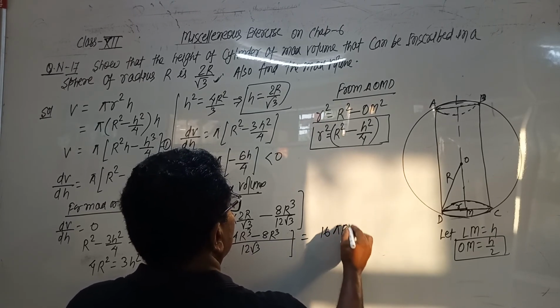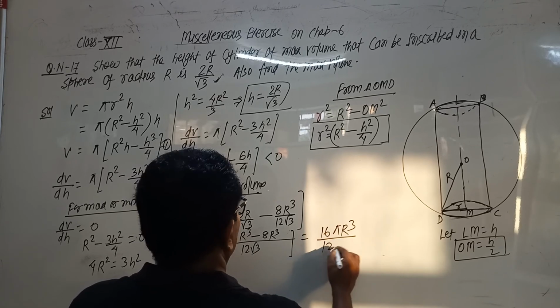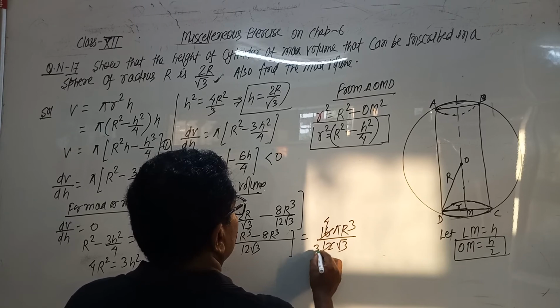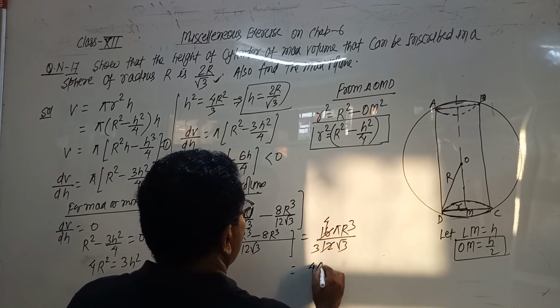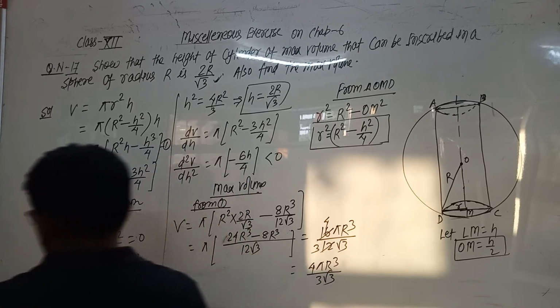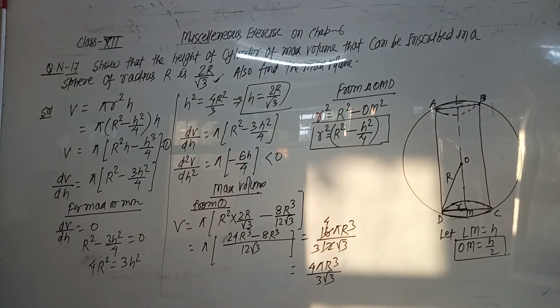Overall 24 minus 8 is 16. 16 pi r cube upon 12 root 3. 4 fours are 16, 4 threes are 12. So 4 pi r cube upon 3 root 3. This is the maximum volume. So the maximum volume is 4 pi r cube upon 3 root 3.